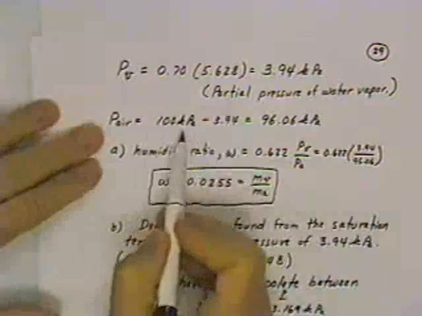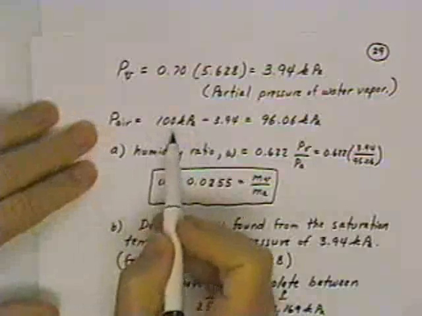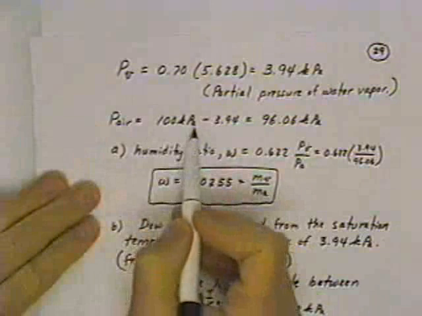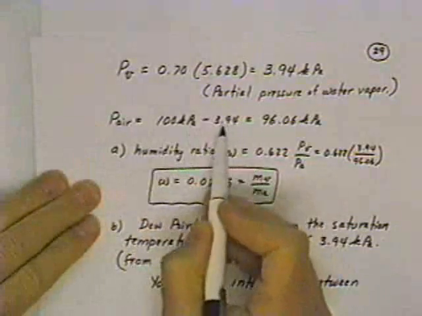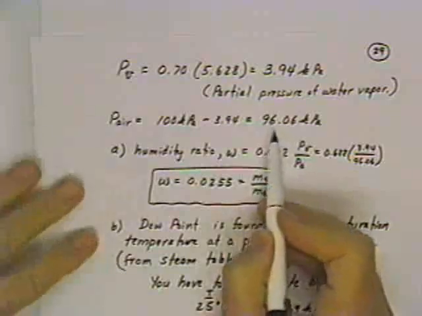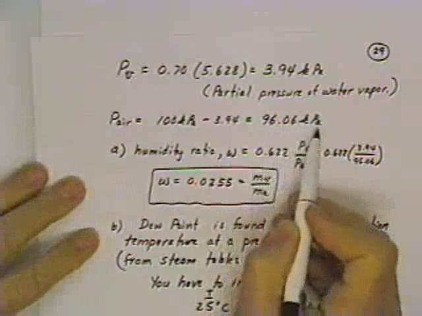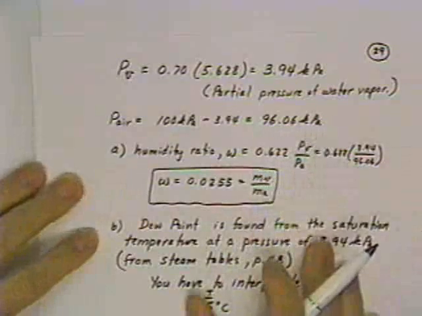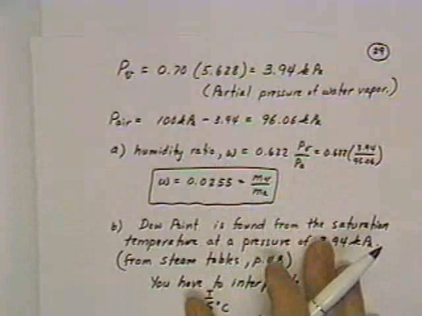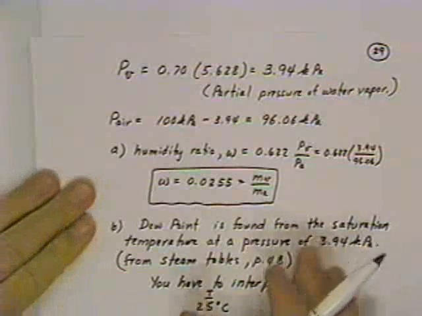We're given that the overall pressure is 100 kilopascals, and so the overall pressure is made up of the pressure of the dry air and the pressure of the water vapor. So if the overall pressure is 100 kilopascals and the pressure of the vapor in the air is 3.94 kilopascals, then the dry air in this mixture has a pressure of 96.06 kilopascals. So on the partial pressure basis, we've got a partial pressure of 96 kilopascals for the dry air and about 4 kilopascals for the water vapor.